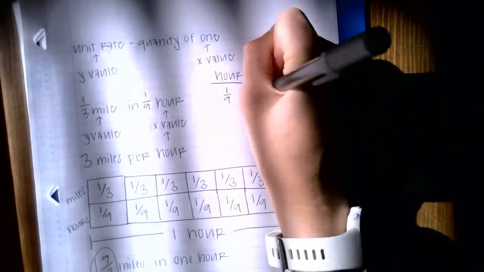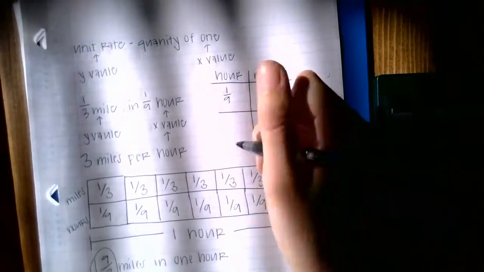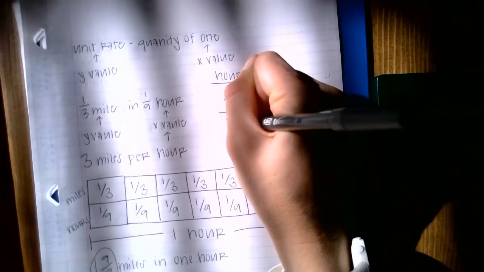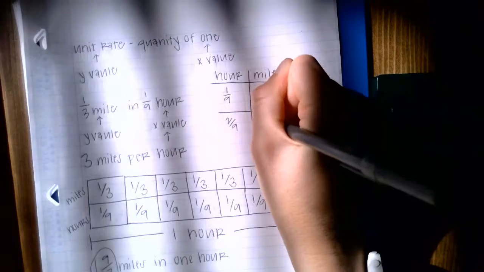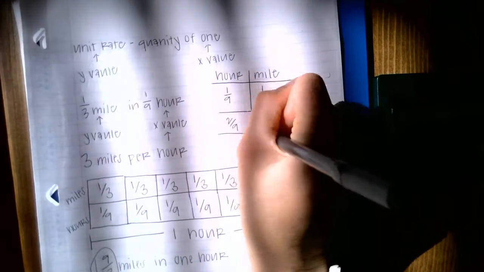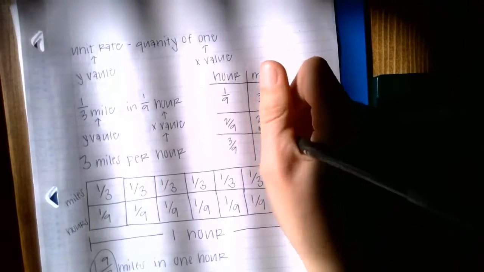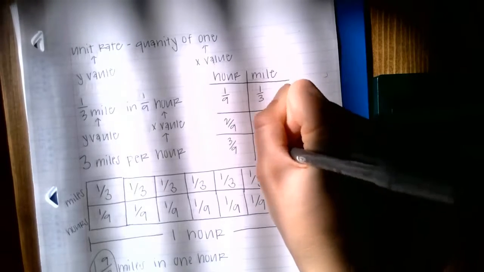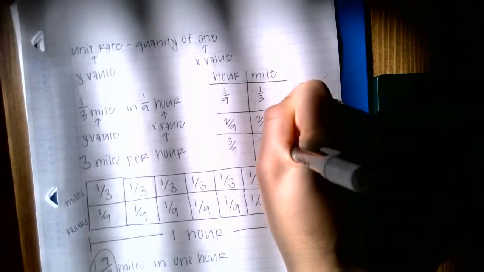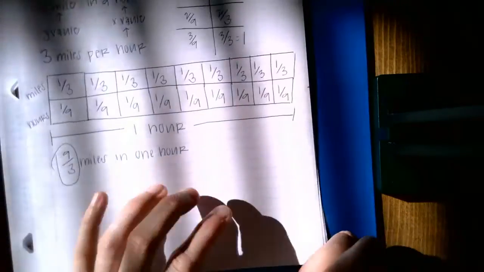And I know in 1/9 he goes 1/3. I know that in 2/9 he will have gone 2/3. I know then that in 3/9 he will have gone 3/3 of a mile, or 1 mile. I'm going to continue to extend my chart down below.